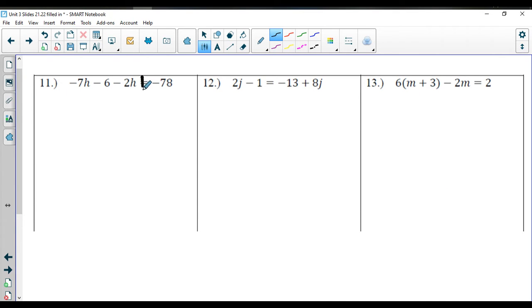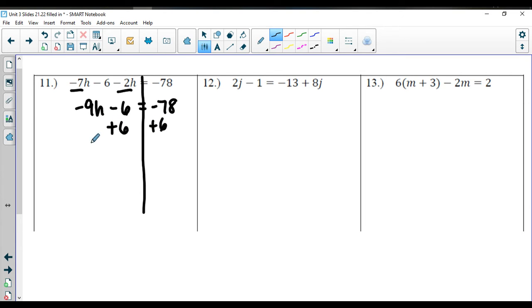Question number 11 here. We're going to combine our like terms first, giving us negative 9h minus 6 is equal to a negative 78. Adding 6 to both sides, we're going to get negative 9h is equal to a negative 72. Dividing through by negative 9, we're going to find out h is equal to 8.